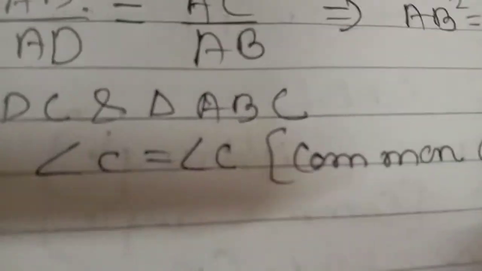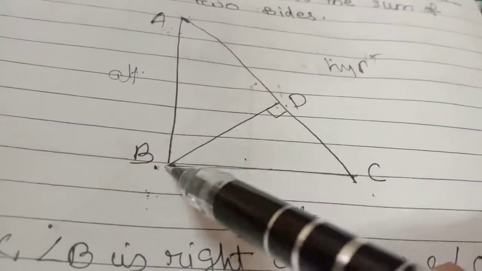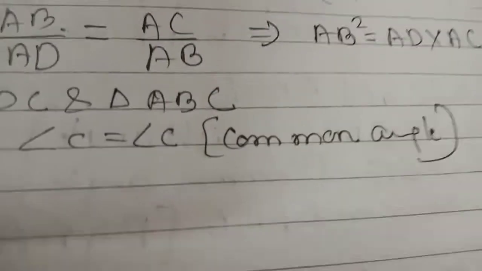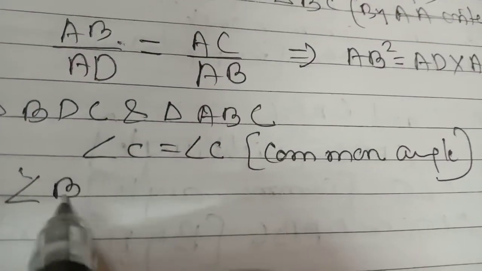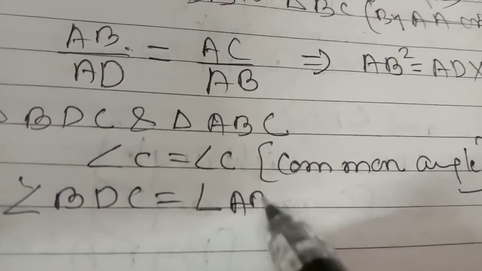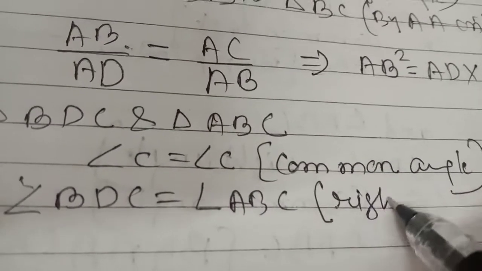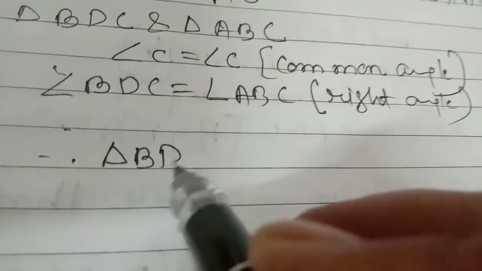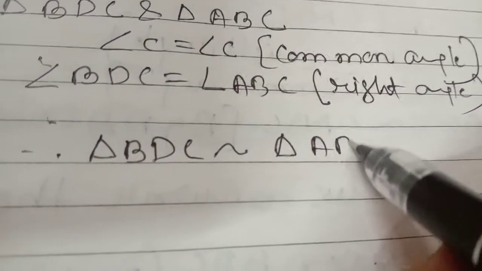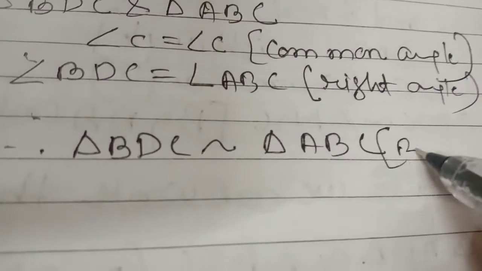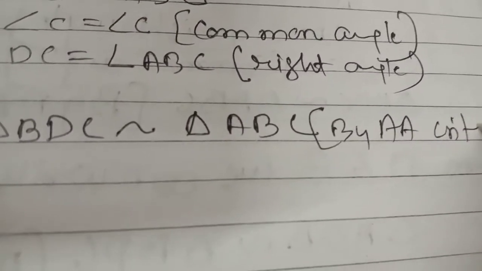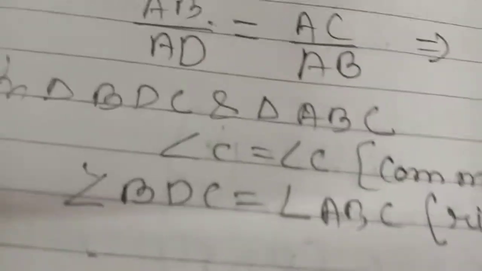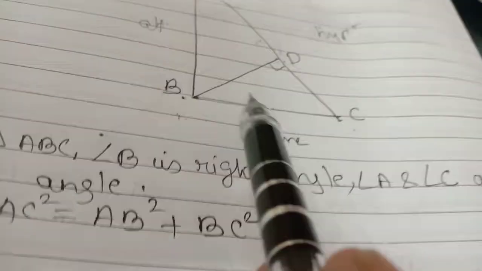We are just repeating theorem 6.7 once again. If you will not believe, we will write now angle BDC is equal to angle ABC. It is right angle. And therefore we will write triangle BDC is similar to triangle ABC. So now criteria is what? AA criteria. See, in Pythagoras theorem you have to write all the things. If you are following the textbook, you can lose the marks. That is important. So here also BC is the common side.